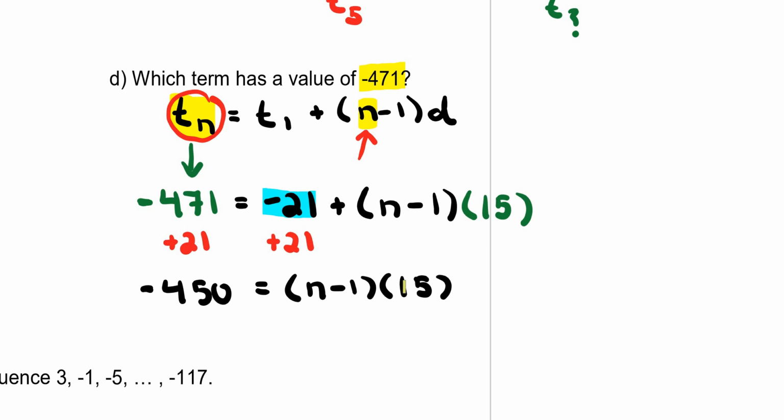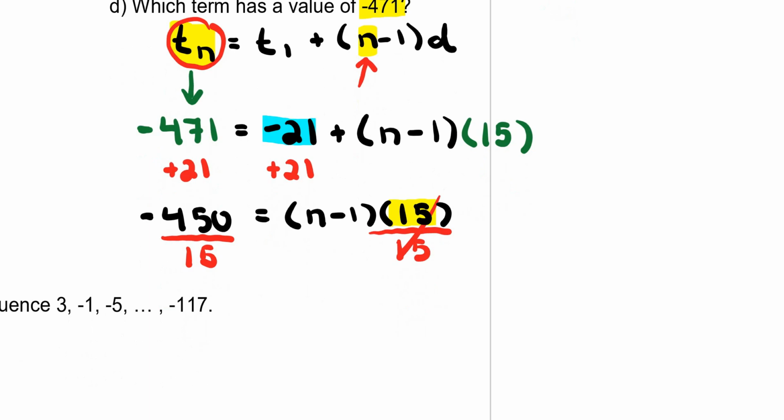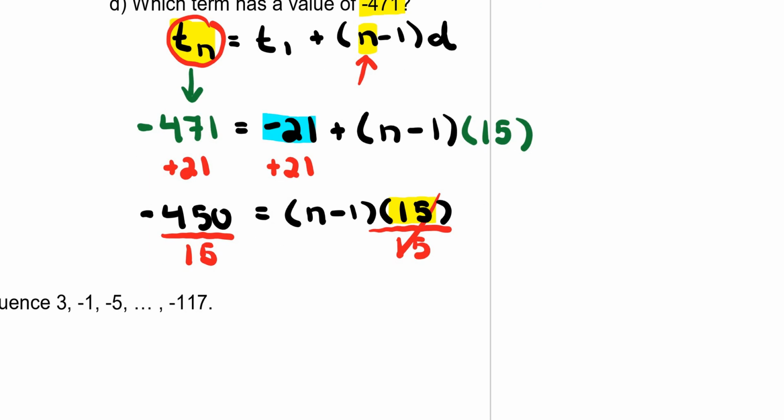And instead of distributing the 15, I recommend that you divide by 15 here. Let's divide that by 15 and divide that by 15. Those will cancel off, and 450 divided by 15 is going to give you a value of 30. So it's going to be negative 30 equals bracket n minus 1. And then if we add the 1 here, we have negative 30 plus 1, which is going to be negative 29.